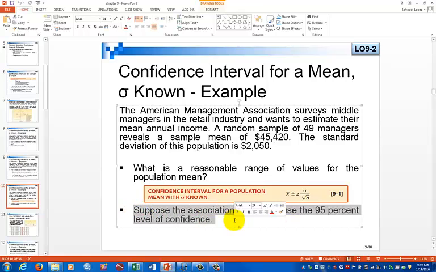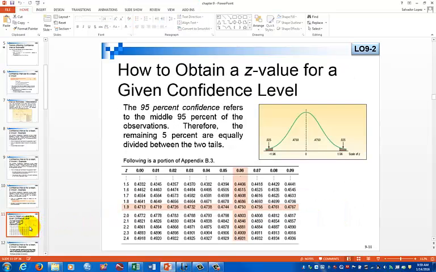Suppose the association decides to use the 95% level of confidence. Well, we already know that the z-value that corresponds to 95% level of confidence is 1.96, 1.96 to the right and minus 1.96 to the left. This is a portion of your table. How is it that you find the 1.96 value?